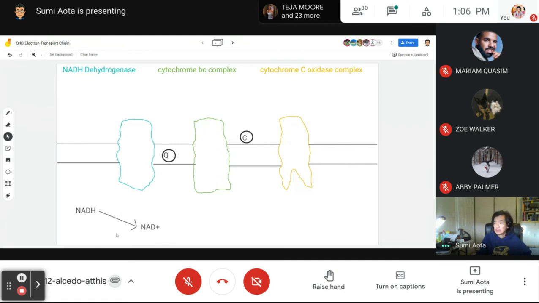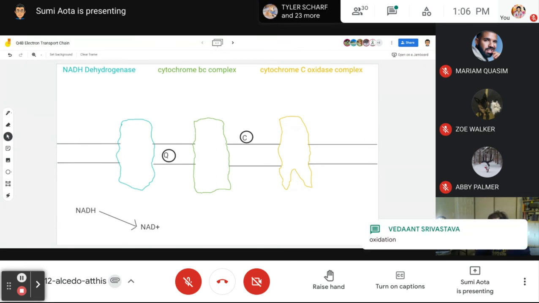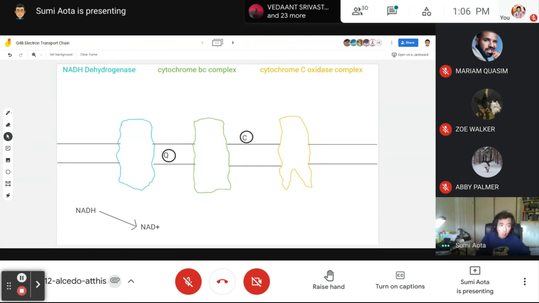NAD plus. Okay. So when NADH becomes NAD plus, what chemical reaction occurred? Oxidation or reduction? Okay, it got oxidized, just lost its electrons. Something has to take those electrons. What literally happens is two electrons go from here onto here. Okay, so we get two electrons that get transferred there.